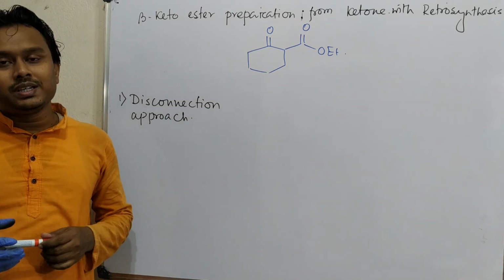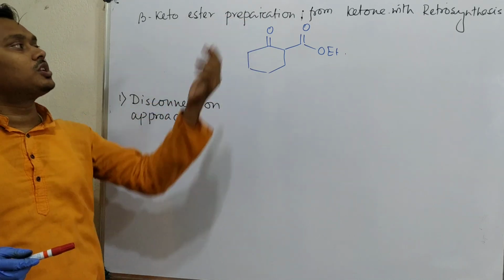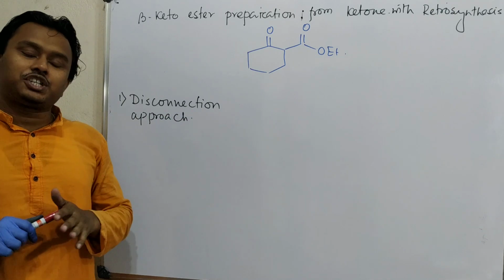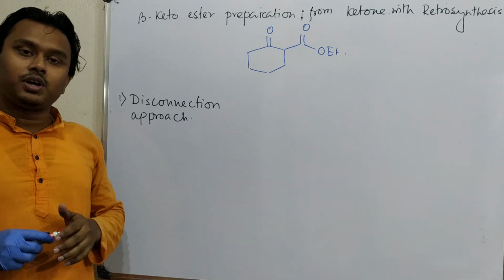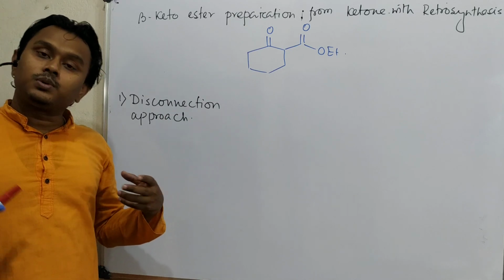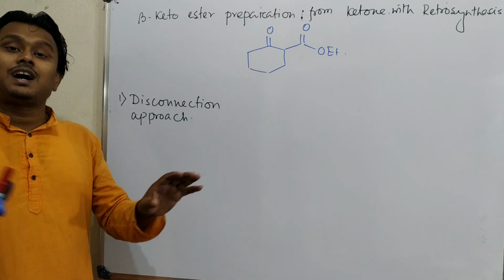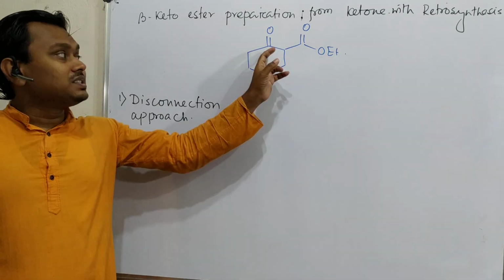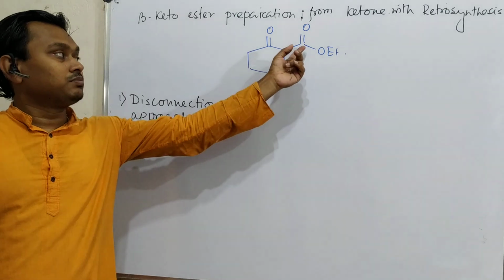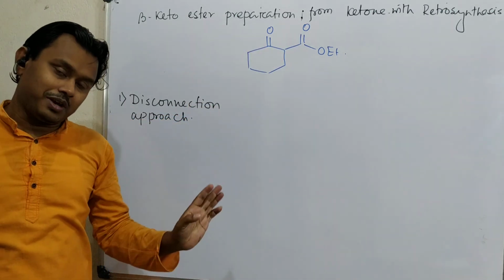So today we will discuss an additional important topic, that is beta ketoester preparation from ketone. Today's discussion is important because first of all we will learn the retrosynthesis, and this retrosynthesis will teach us how to do the disconnection approach when you have a target molecule having 1,3 disconnection, with functional groups at the 1,3 position, one is ester, one is ketone. This is our main focus.